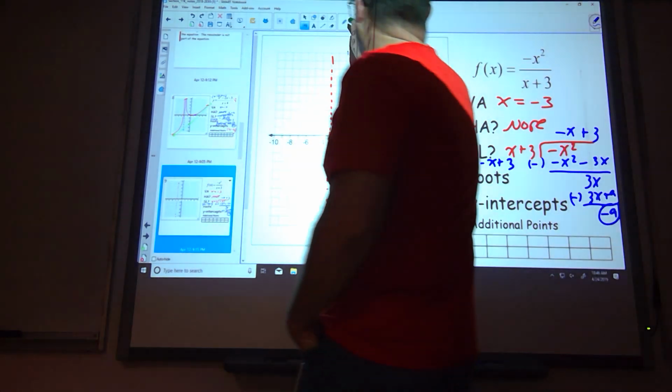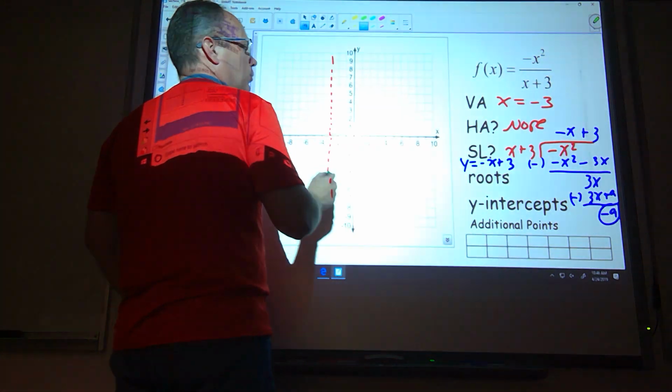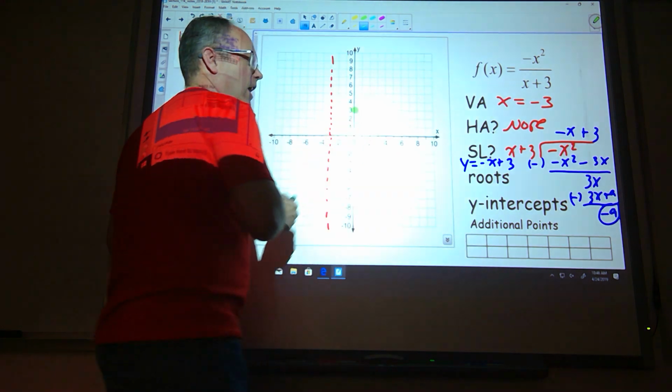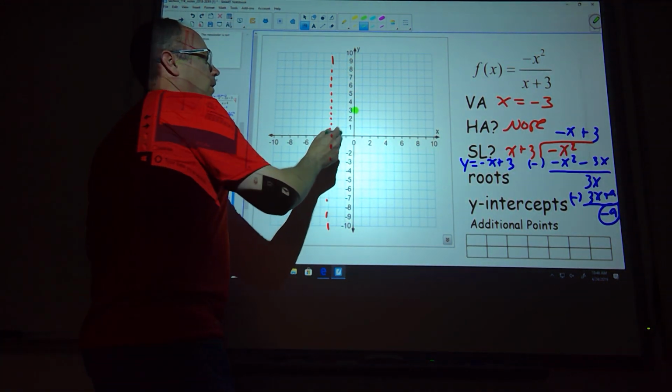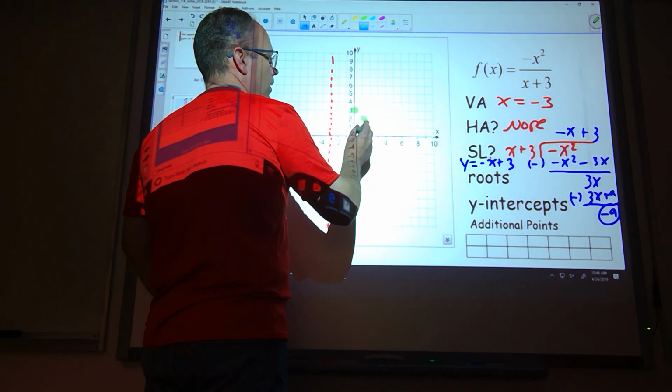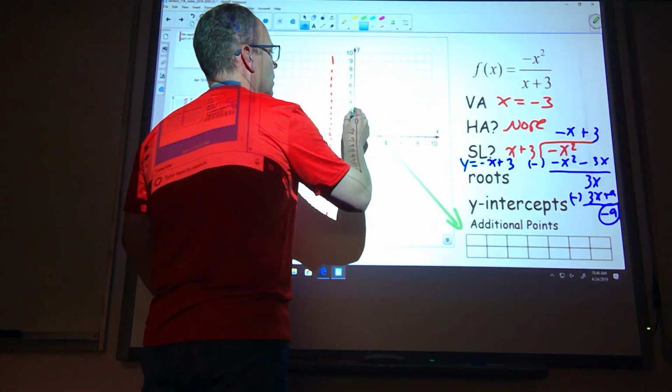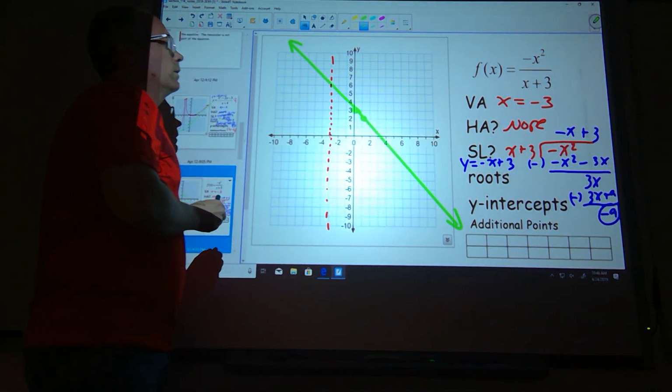And I think I remember how to graph linear equations, at least this week. So I got a positive 3. It's got a negative 1 slope, right? So I'm going to go down 1, right 1. So this is my slant asymptote. Cool?